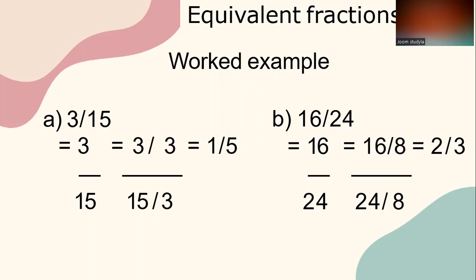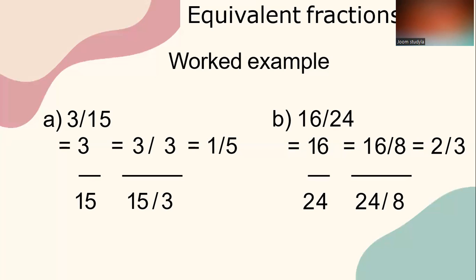Example given here, 3 over 15. You have to find the value that can divide both with no decimal point. So in this case, the lowest multiple is 3. So 3 divided by 3 is equivalent to 1 and 15 divided by 3 is equivalent to 5. So the answer for question A is 1 over 5.